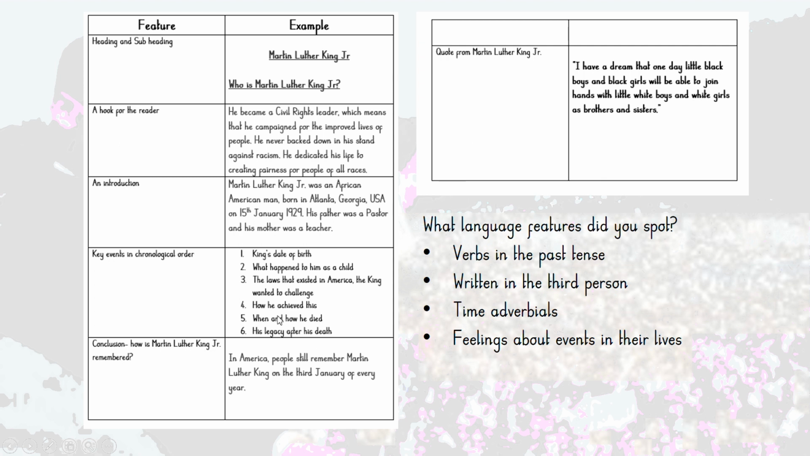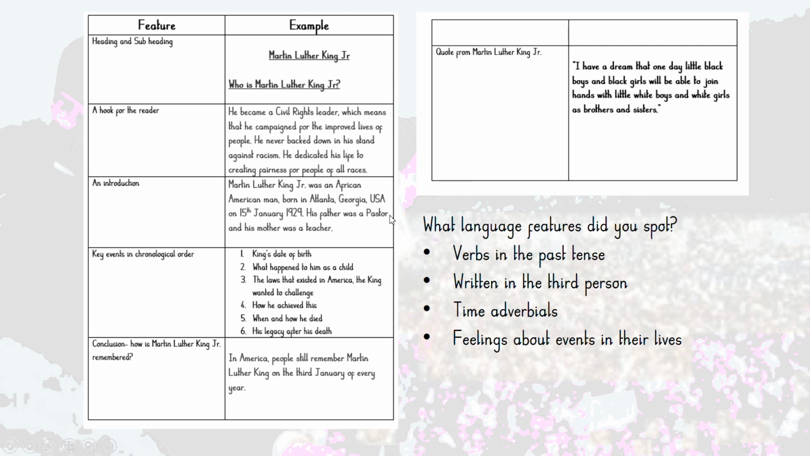Now, legacy is what happened and how he's remembered after he has died, what changes he made that affected the world we live in today. The conclusion. So, how was Martin Luther King remembered? He was remembered because they have a day every single year called Martin Luther King Jr. Day, and that's on the 3rd of January every single year. And the quote from Martin Luther King Jr., that was the one that was in the little speech bubble on there, which was the I have a dream quote.